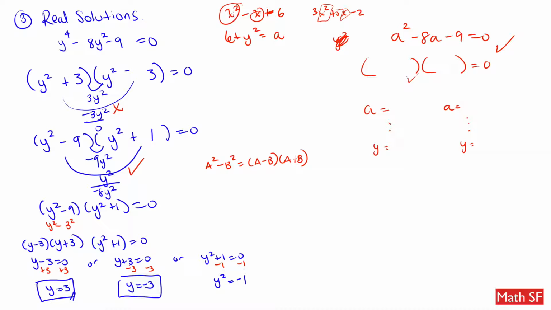But wait a minute. y squared equals negative 1, and we're looking for real solutions. Careful here. There's no real number that is a square and negative, right? Any real number squared is always positive. So there's no real number that will make this negative 1. Therefore, in this part, there's no solution. So your only candidates, the only ones that could be solutions, are y equals 3 and y equals negative 3.